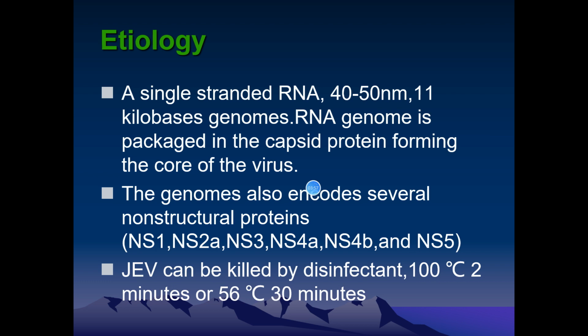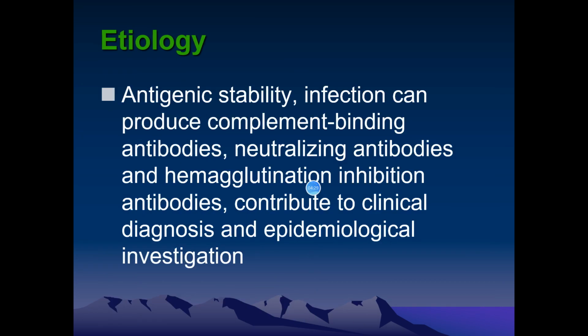The genome also includes several nonstructural proteins: NS1, NS2A, NS2B, NS3, NS4A, NS4B, and NS5. NS1 is produced as a secretory form. NS3 is a putative helicase, and NS5 is an RNA polymerase. So the different genes have different functions, and the E glycoprotein is the most immunologically important protein, which is useful for clinical diagnosis and epidemic investigation.